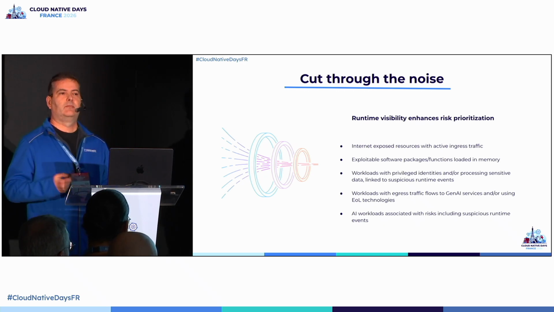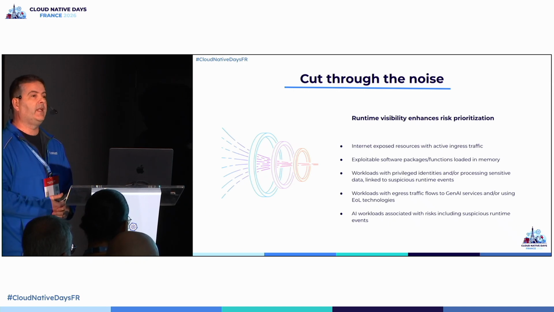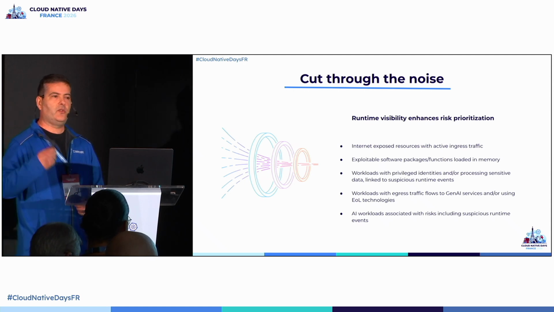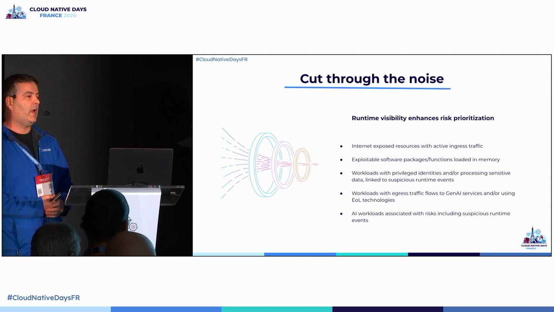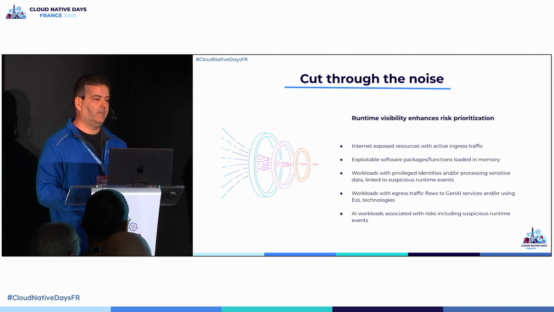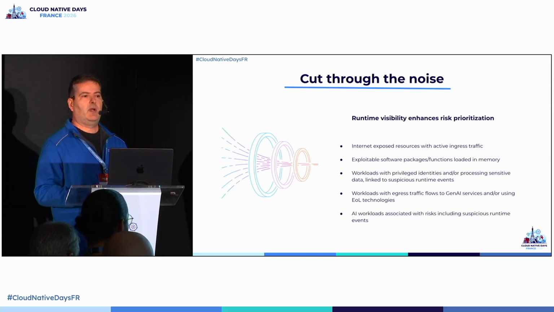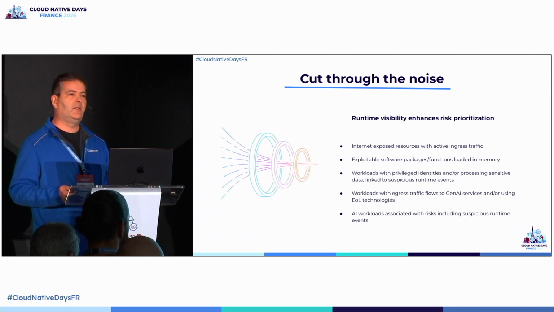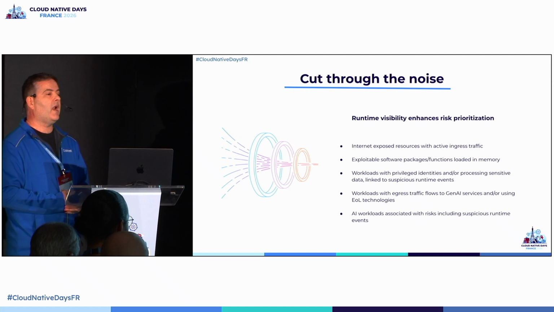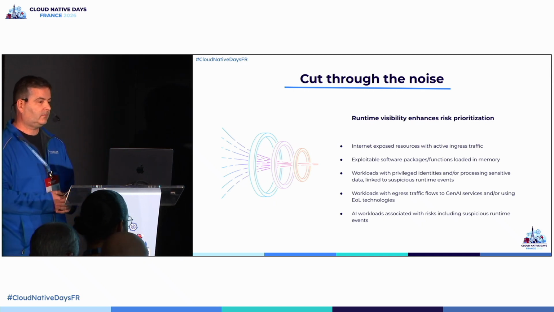Privileged identities. Does my workload that is exposed to the internet also have an overprivileged workload identity, or interact with the cloud APIs in a privileged way? This is something that you can visualize when you have visibility at the runtime context. What is happening with AI workloads? Do I have some workloads that talk to public GenAI services? Are they protected? What kind of traffic is going in and out? Another element of visibility that you need to have to cut through the noise.